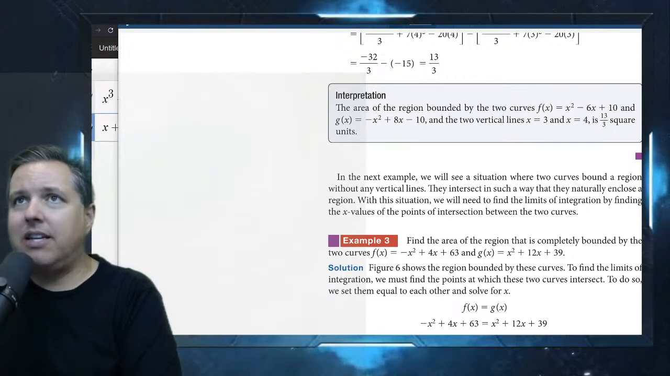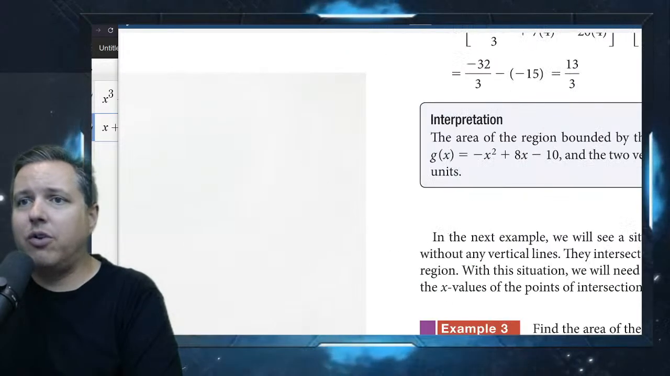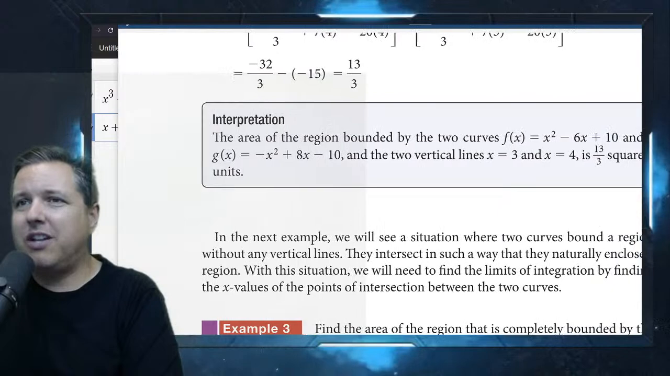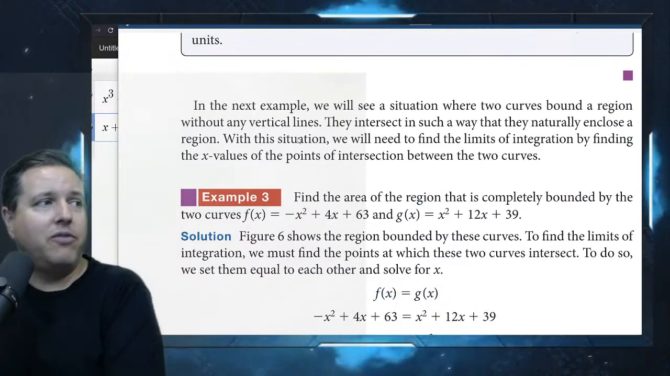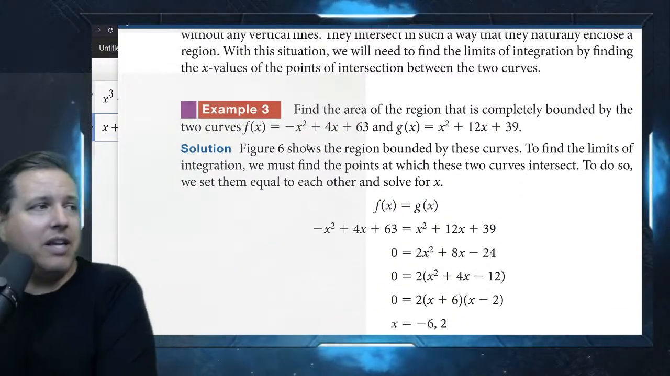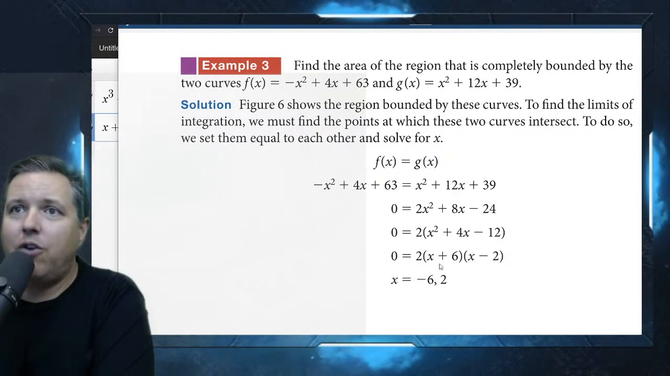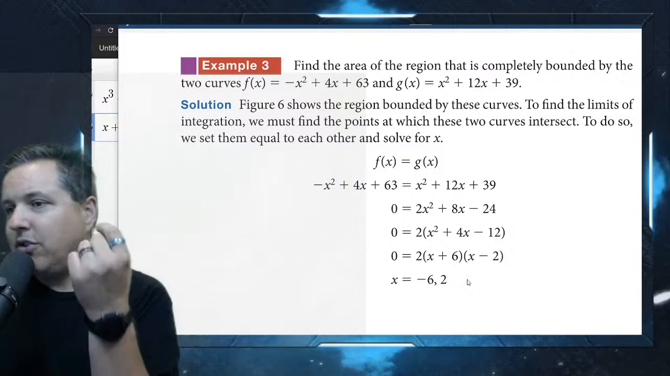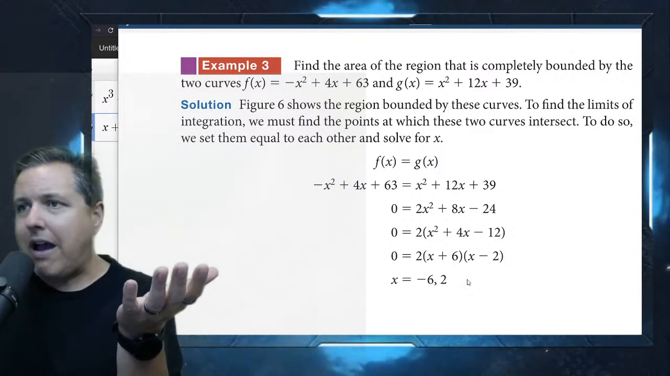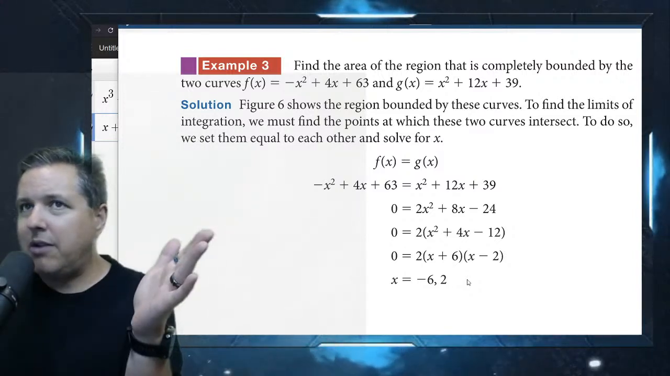Right. So that's the next thing they show in the book. They show us the stuff I just showed you about where they don't give you the endpoints. And see what they did here? They set the functions equal to each other and solved. So sometimes if the values are nice, you can get it just by looking at the graph and you can figure out what those endpoints are.